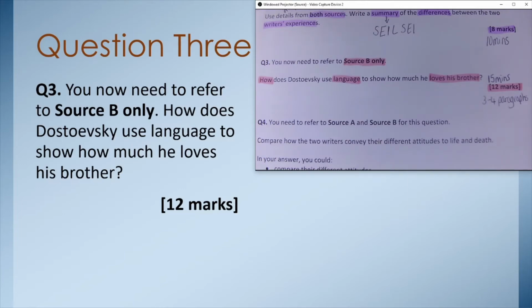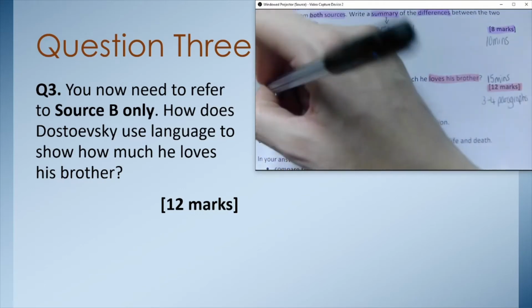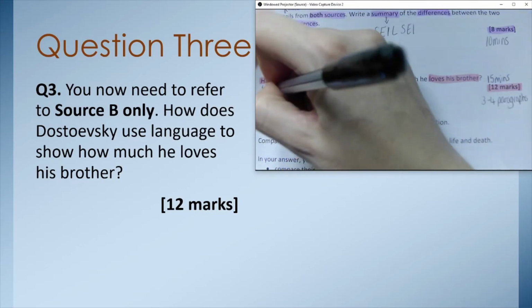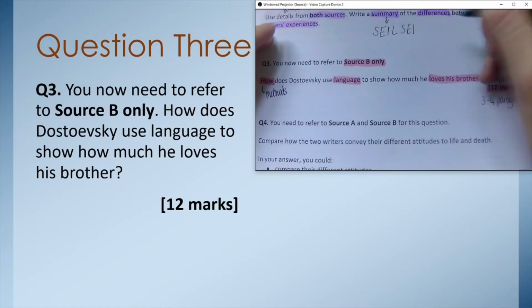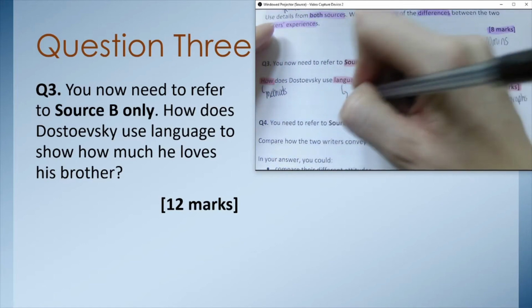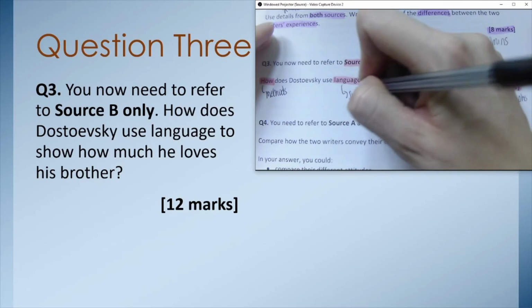One of the other points that I'm going to make as well: when we are asked a how question, we want to be looking at methods, because that is how the writer has created certain effects. And we know that for language, we want to be making reference to some of our subject terminology, and that's the same thing.